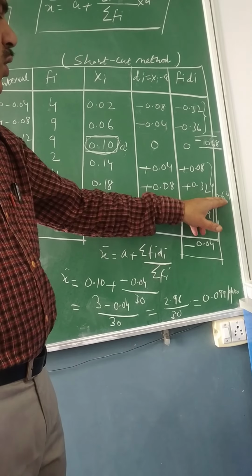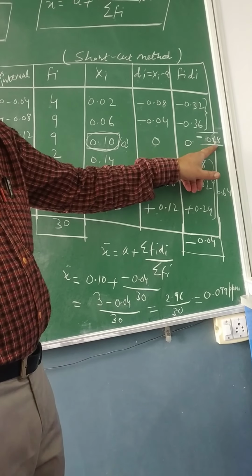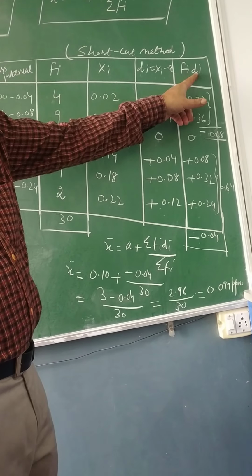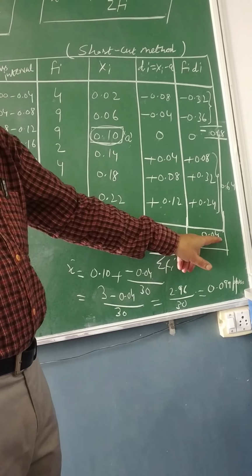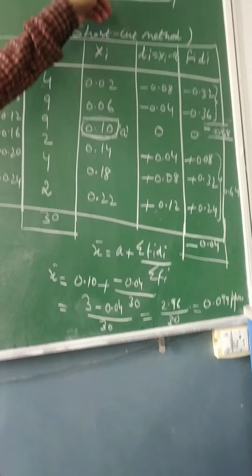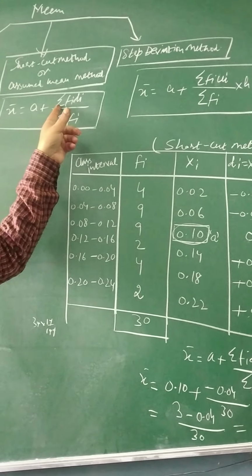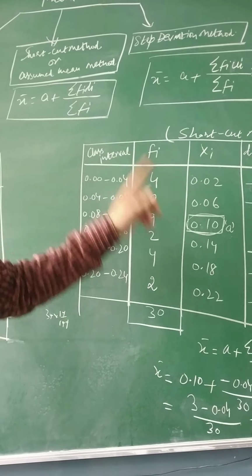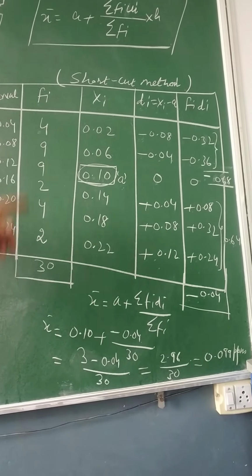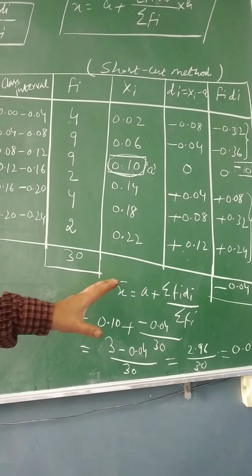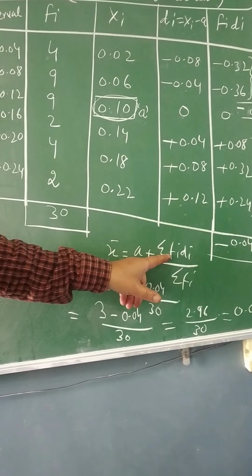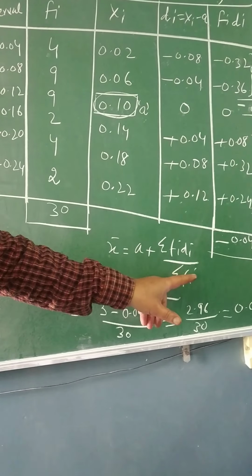So 0.64 and 0.68. 0.68 is greater, that is of negative, so your sum, that is the sum of fi di, will be equal to minus 0.04. Make a note of that. So the sum of fi di, because I need it from the formula point of view. So when I need it, you have to write it very clearly. The sum of fi di is equal to minus 0.04 and the sum of the frequencies will remain the same. Write down the formula: X bar is equal to A plus the sum of fi di divided by the sum of fi.